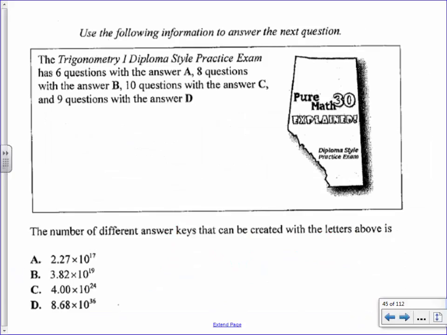Okay, we did one just like this before. Let's say that you have a practice diploma exam kind of thing, and 6 answers are A, 8 are B, 10 are C, and 9 are D. Do you guys remember how to solve a question like this? You have identical objects. The 8 B's, they all look the same. The 10 C's, they all look the same. So your first question is, how many total questions were there? 6 plus 8 is 14, plus 10 is 24, plus 9. There are 33 total questions.